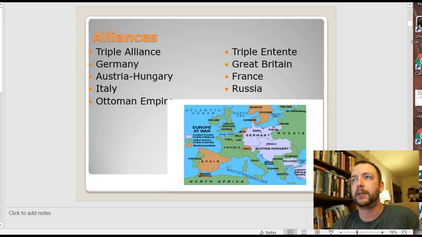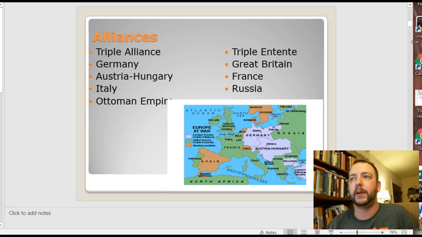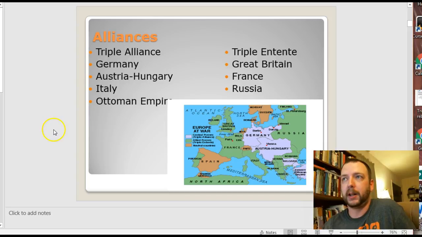On the one side, we have the Triple Alliance, which is Germany, Austria-Hungary, and Italy initially, but you'll notice that changes about halfway through the war when Italy switches sides, just because they switch sides sometimes, and the Ottoman Empire takes over in that Triple Alliance. You'll also hear this alliance called the Central Powers sometimes because, if you'll notice, they are sort of centered in between these other countries. So those are the Central Powers of the Triple Alliance.